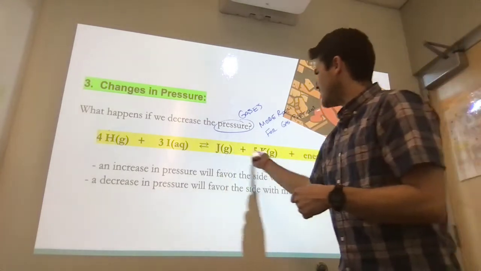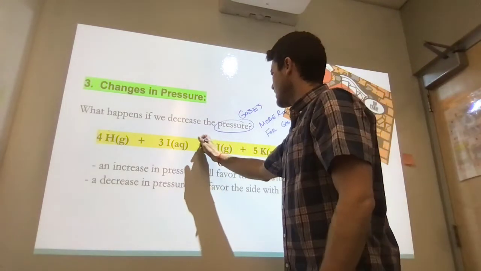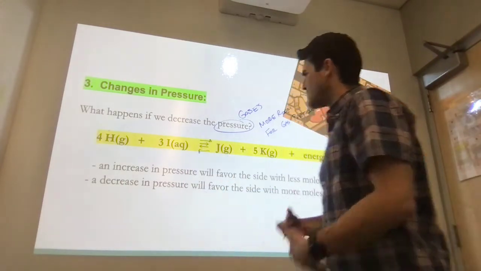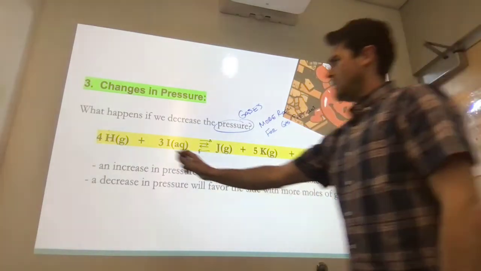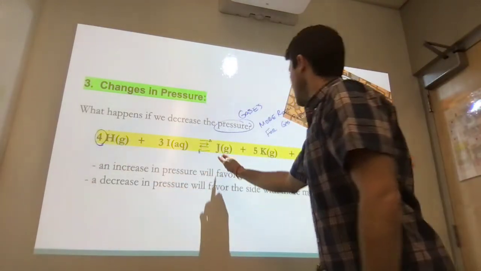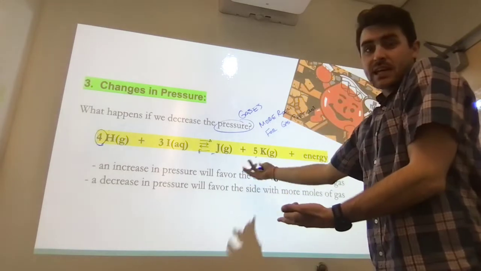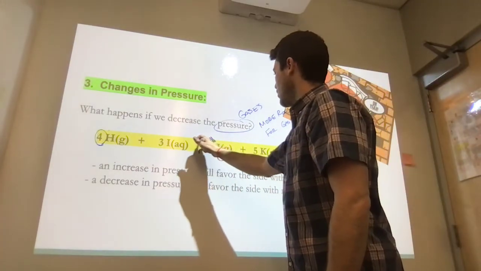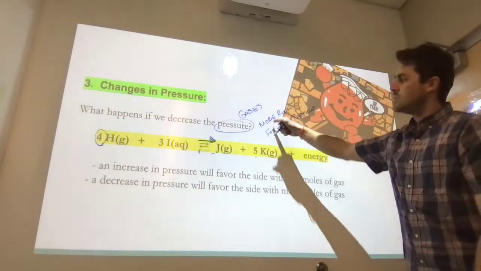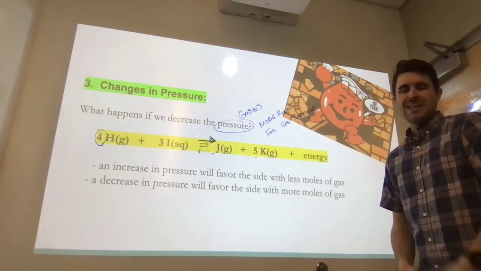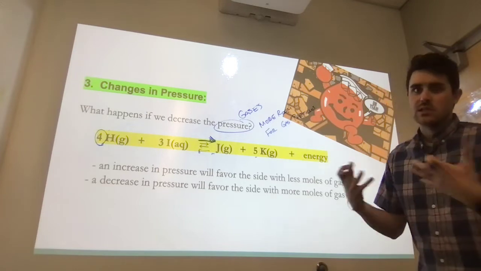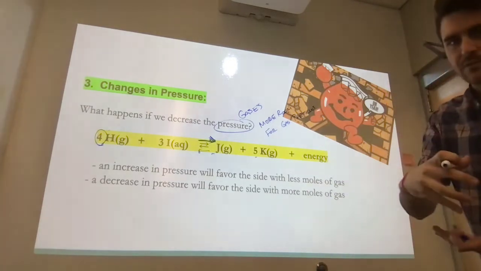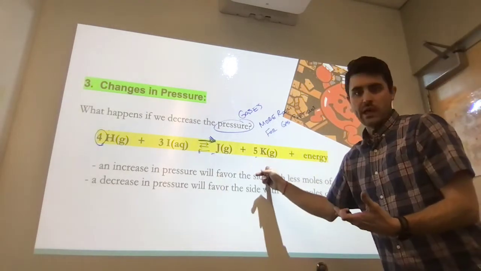Well, which side of this reaction, the forward or the reverse reaction, has more gas particles in it? Well, this side's got 4. This side's got 1 plus 5, 6. This side of my reaction, the forward reaction, is going to create more gas particles to take up that extra space. This is the shift we're going to see. You decrease the pressure, the system will fill the space with more gas particles.